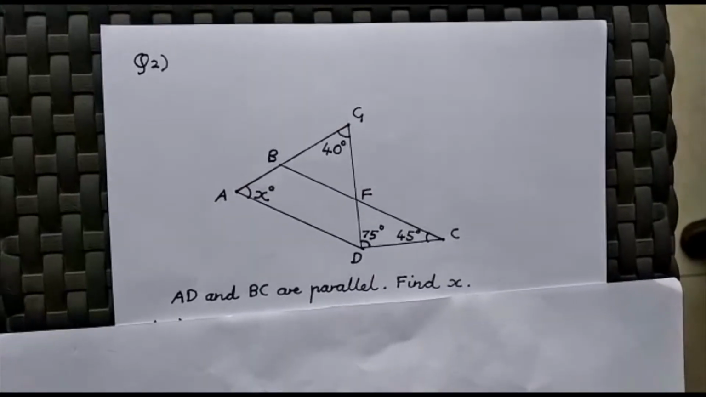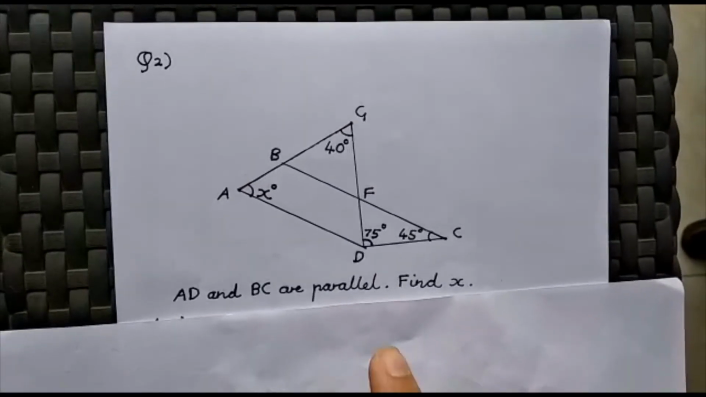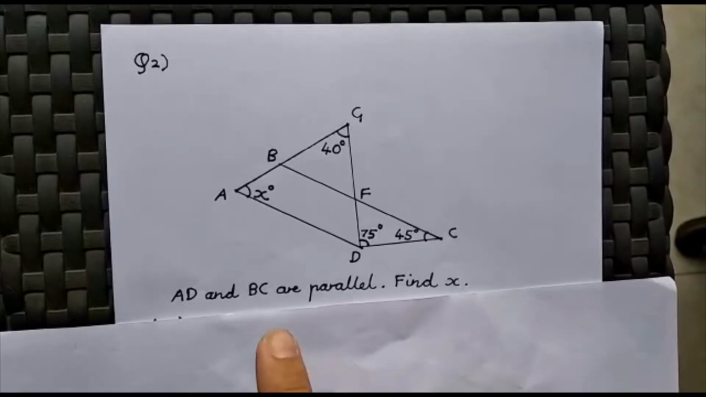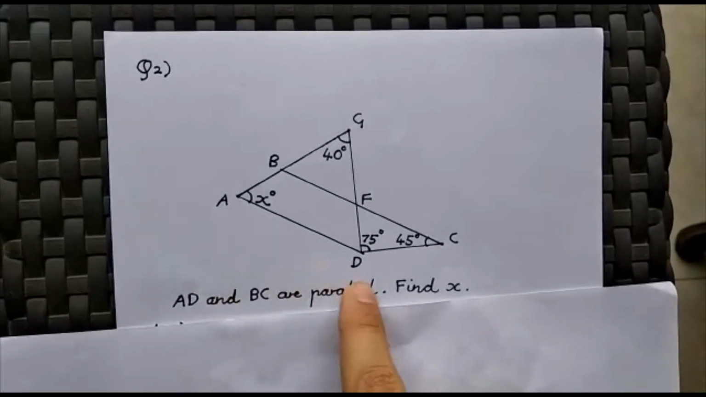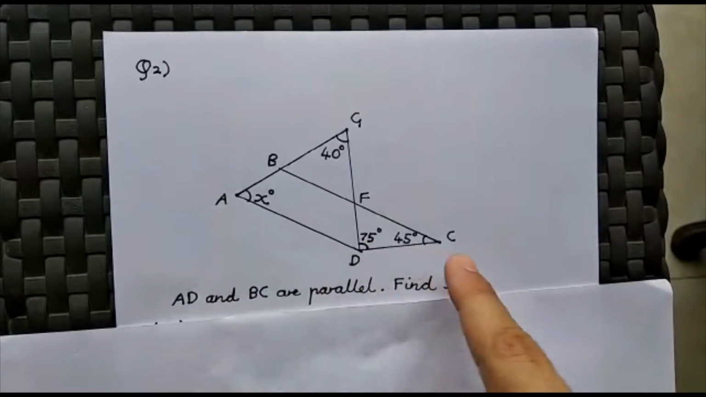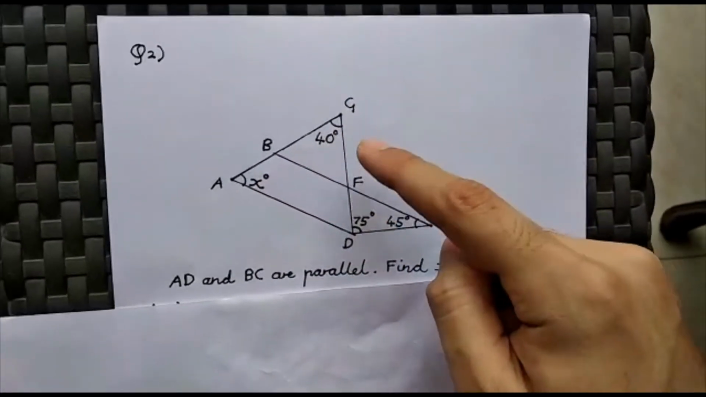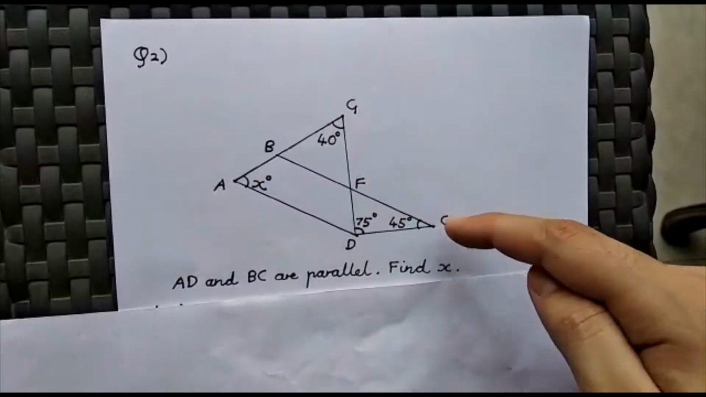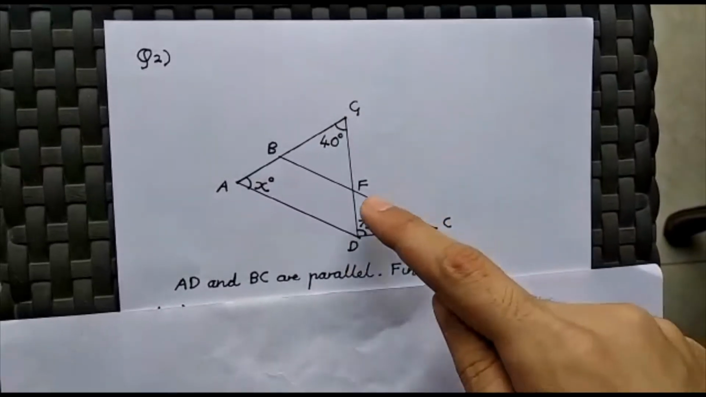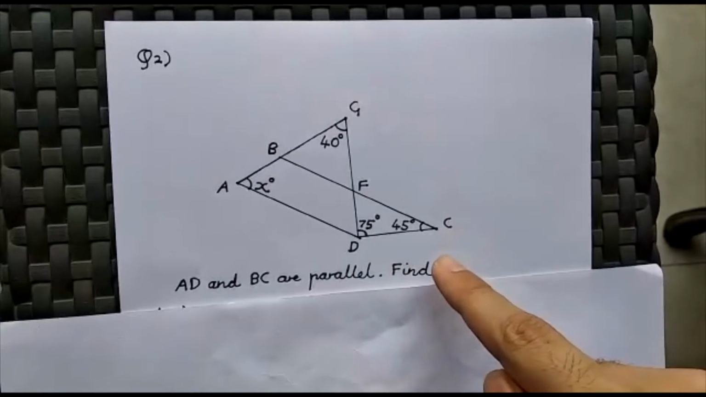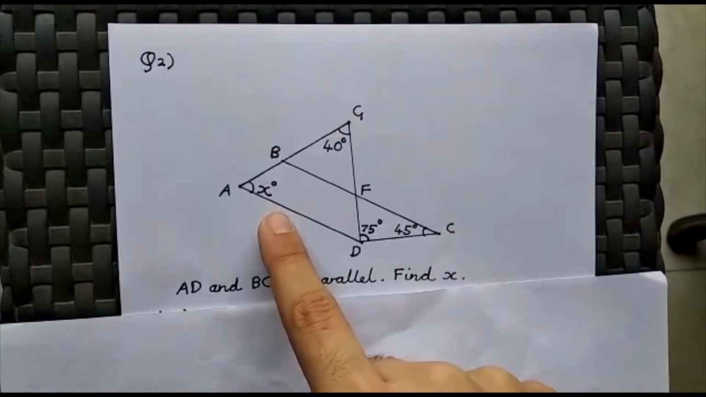Now let's move on to the second problem. We are given a figure here. It's given that line AD is parallel to line BC and we are given a few angles. Angle AGD is 40 degrees, angle FCD is 45 degrees and angle FDC is 75 degrees. We have to find the value of x.